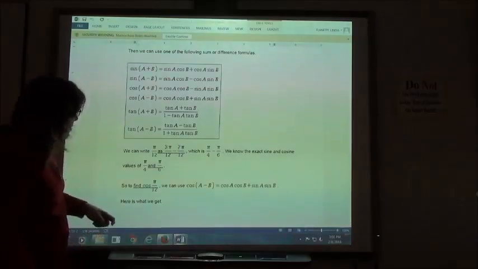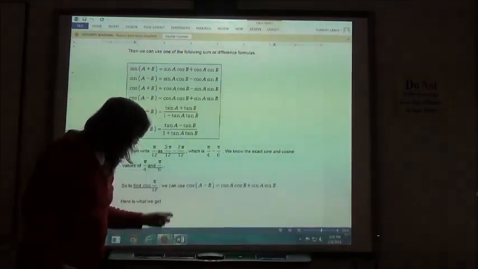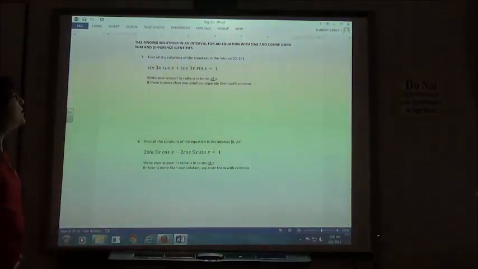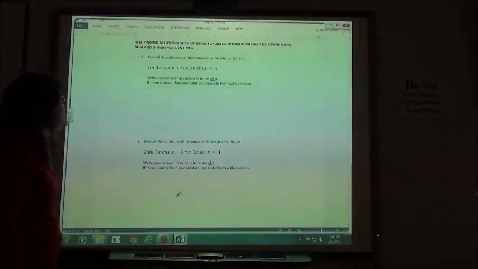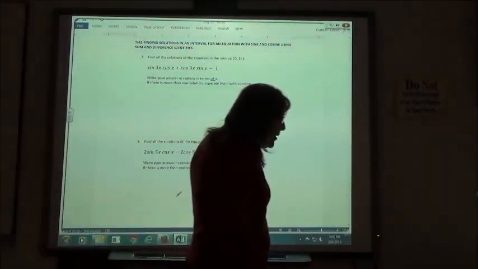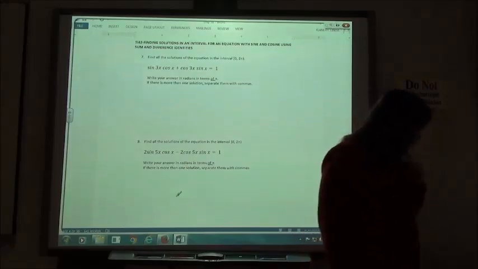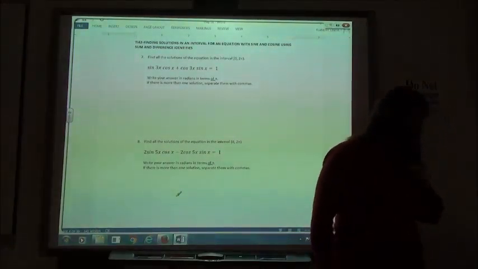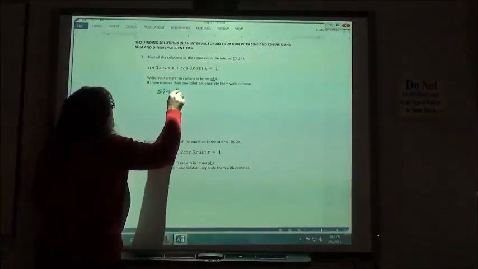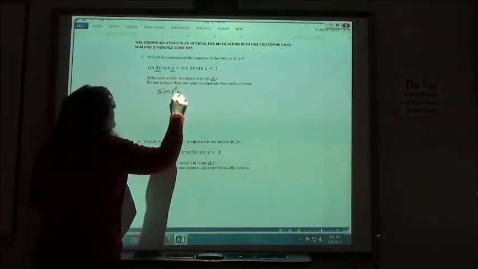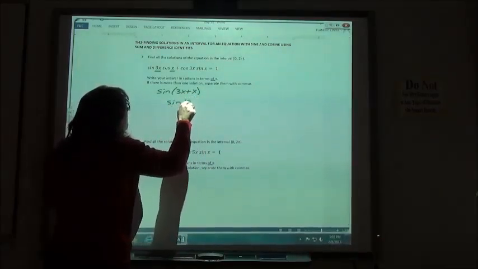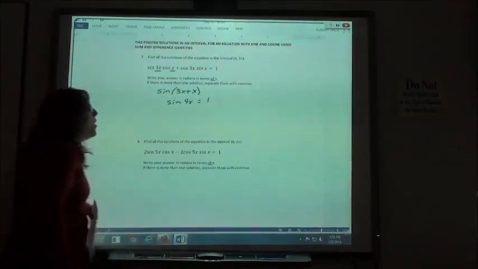And so going over here, we have the sine of 3x cosine of x plus cosine of 3x sine of x. So sine, cosine, plus cosine, sine. If you look at your sum and difference formulas, that's the sine of A plus B. So I'm going to have the sine of 3x plus x, which is going to be the sine of 4x to equal our 1.